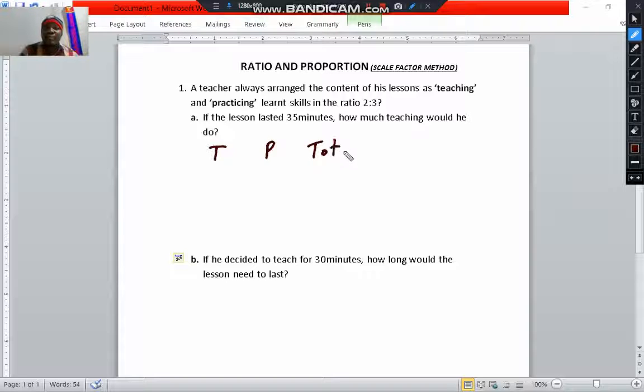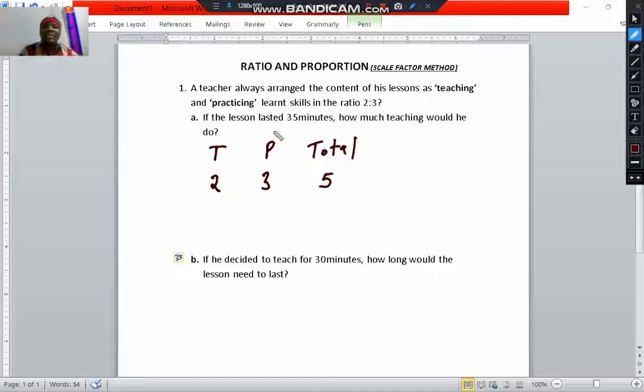So if you haven't been following my videos nicely, please watch the previous video that this follows. All right, so the total there. So what we put under T is the ratio for T, which is 2 in this case. And then what we put under P is the ratio for practicing, which is 3, and then the total of everything here is 5. We just do 2 plus 3 to give us 5.